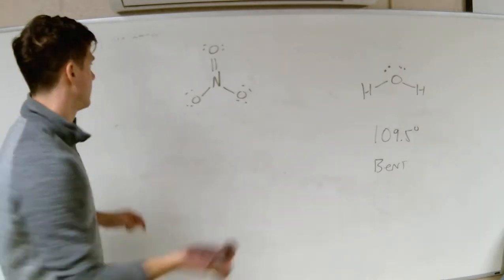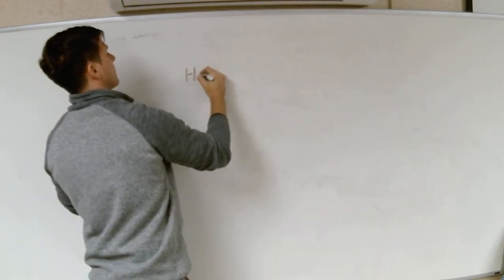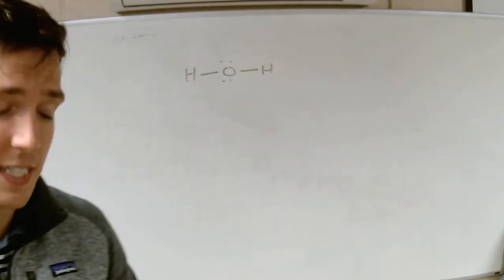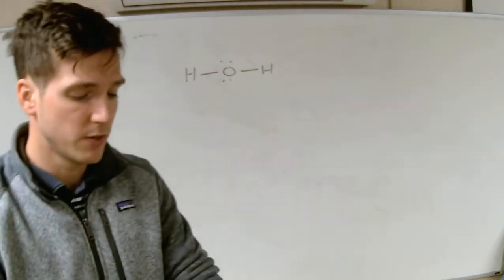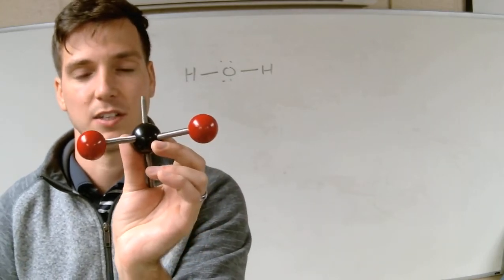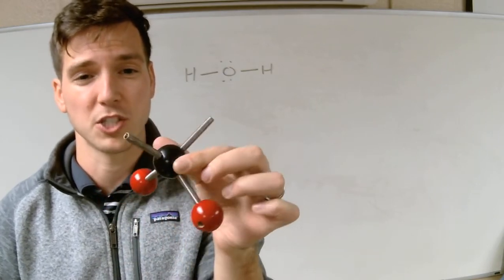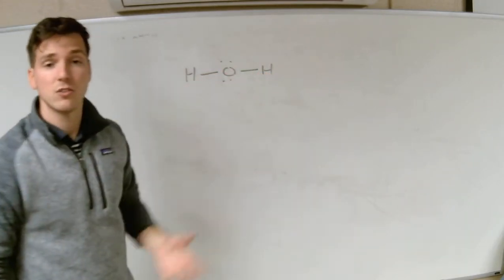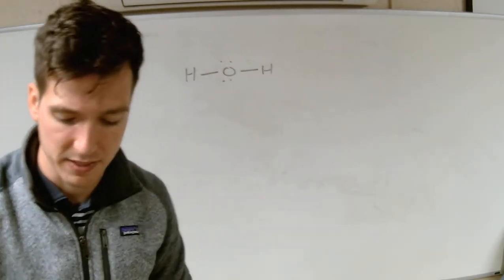Some of you will make this mistake. You might do something like this, and say, hey, I drew it linear, so it must be linear. No, guys, it's bent. When you're looking at it as you drew it, it looks linear from this angle, but remember, it's in 3D. Those lone pairs push it down and make it bent. So make sure you're counting your domains, 4 domains, 2 atoms, 2 lone pairs. It's got to be bent.